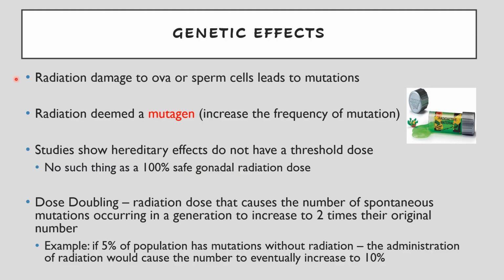Genetic effects. Radiation damage to ova or sperm cells leads to mutations. Radiation is deemed a mutagen, which is increasing the frequency of mutation. Studies show hereditary effects do not have a threshold dose. No such thing as a 100% safe gonadal radiation dose. Doubling dose is the radiation dose that causes the number of spontaneous mutations occurring in a generation to increase to 2 times their original number. Example, if 5% of population has mutations without radiation, the administration of radiation would cause the number to eventually increase to 10%.